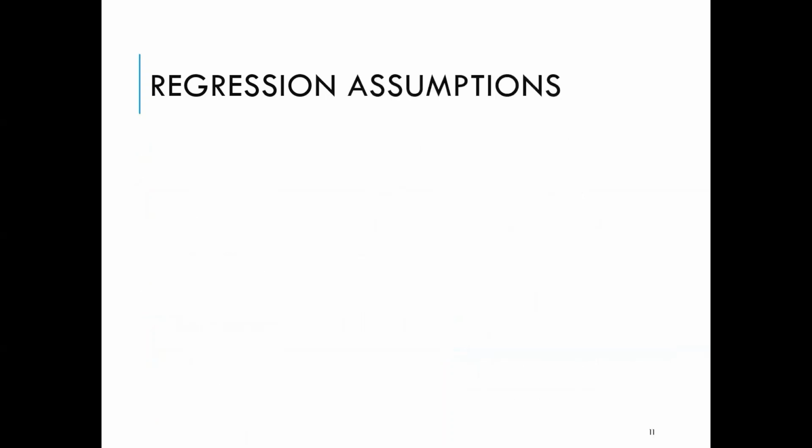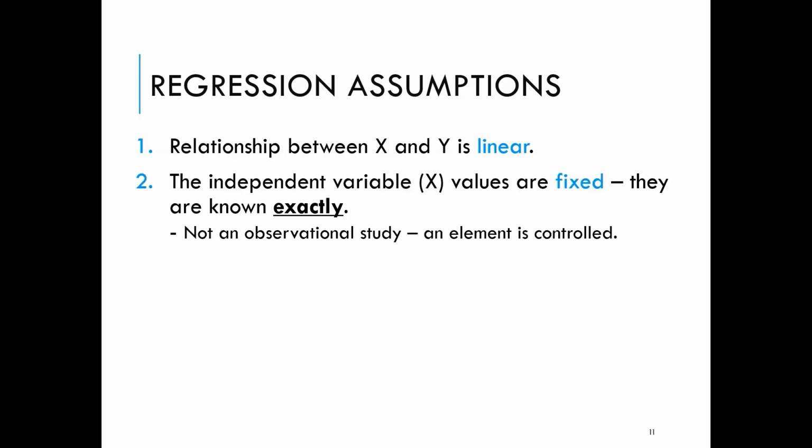For regression, there are 5 major assumptions for the data. The first is the relationship between x and y is linear. This is the same assumption as for correlation. The second is the independent variable x values are fixed. They are known exactly. So we know exactly how much of something we're either putting into or taking out of, or time lengths. These are not observational values. This element is controlled, it's manipulated by the researcher. So that is the main point to differentiate regression from correlation.